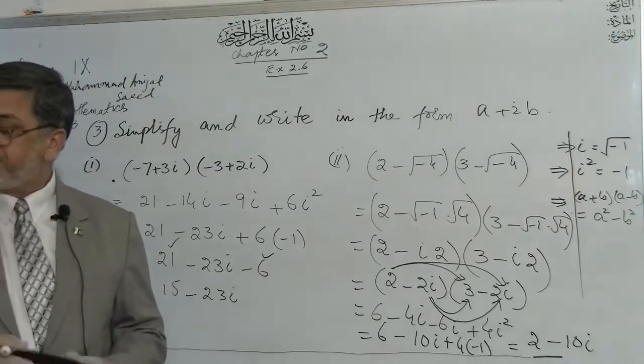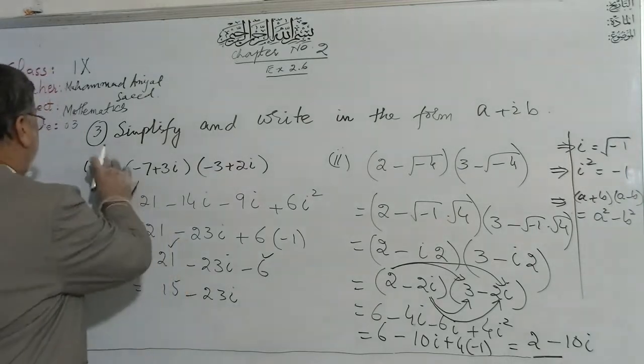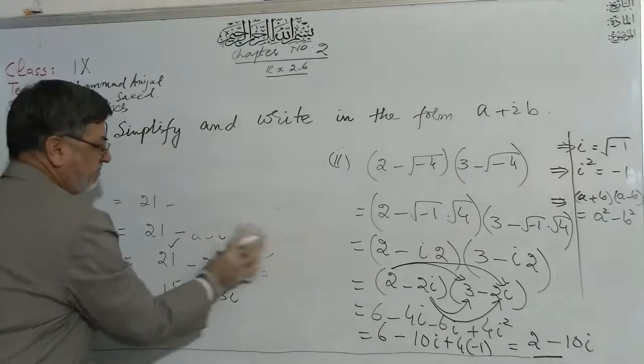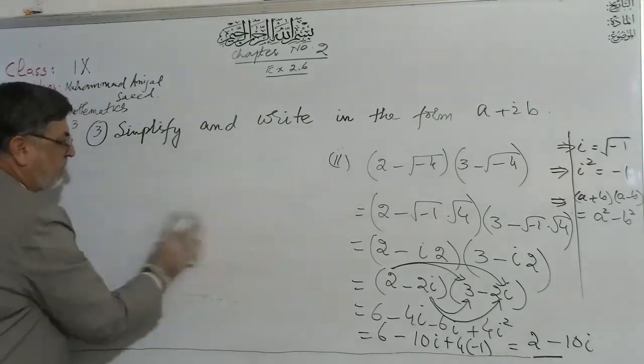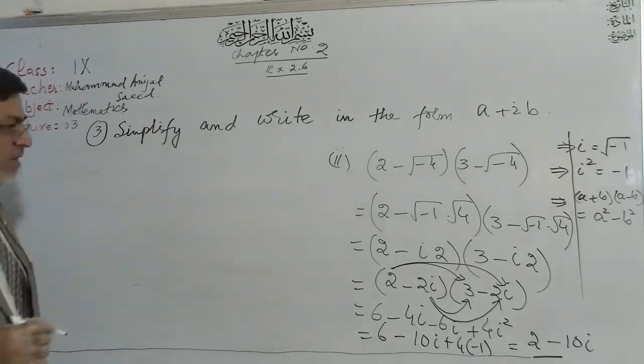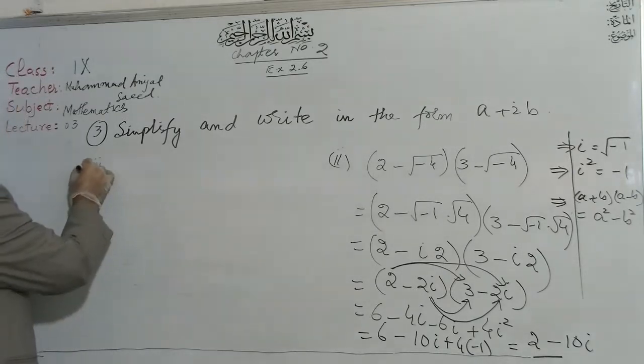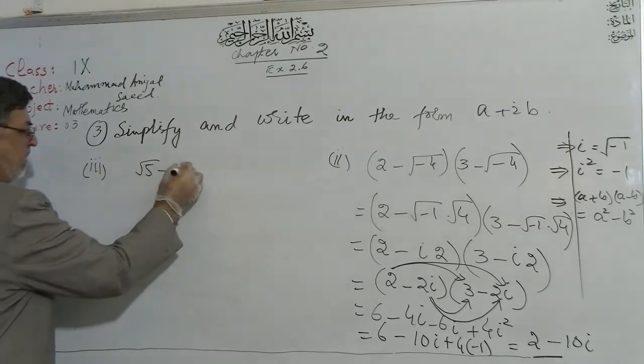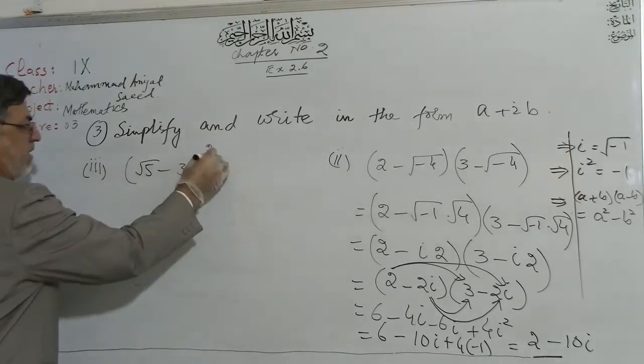After that, part number 3. We have part number 3: square root of 5 minus 3 iota, whole square.